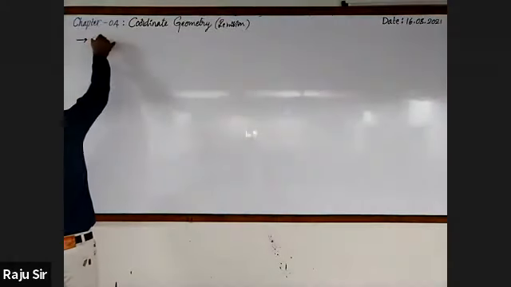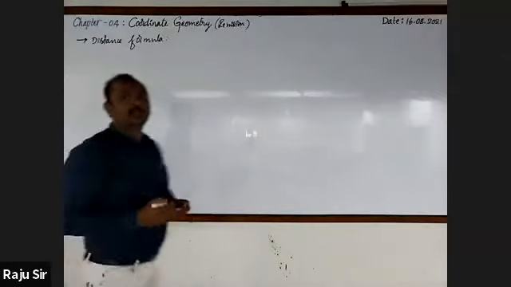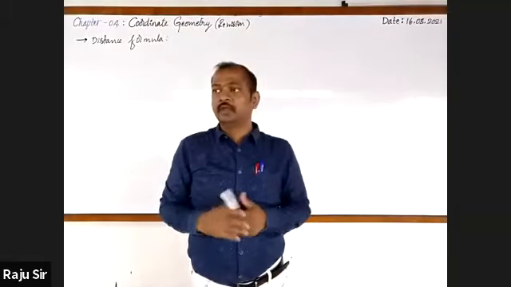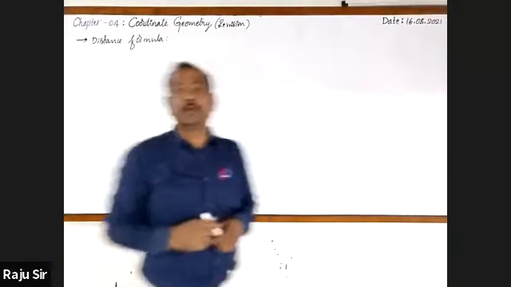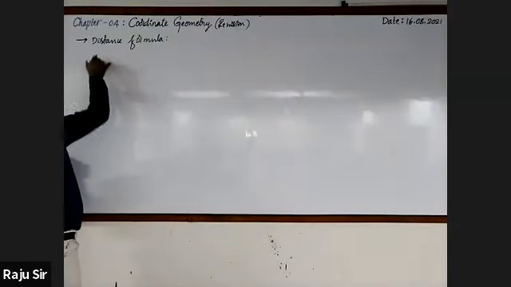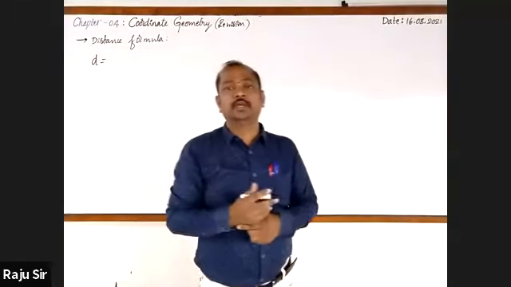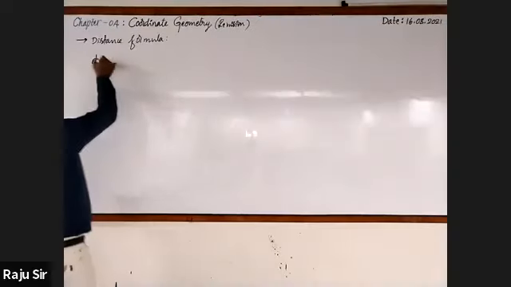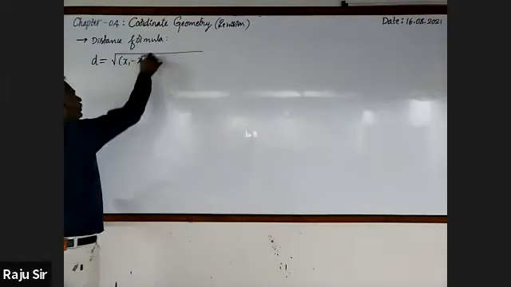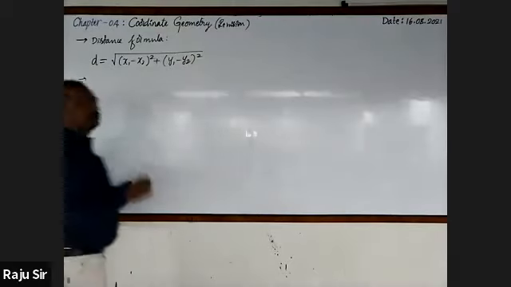First one is the distance formula. This is the formula used to find out the distance between any 2 points without using the scale, right? When you know the coordinates of these 2 points, you can find out the distance between the points by using the distance formula. Then if the coordinates of these 2 points are x1, y1 and x2, y2, then what will be the formula? It is square root of (x1 minus x2) whole square plus (y1 minus y2) whole square. Hope that you are writing with me.